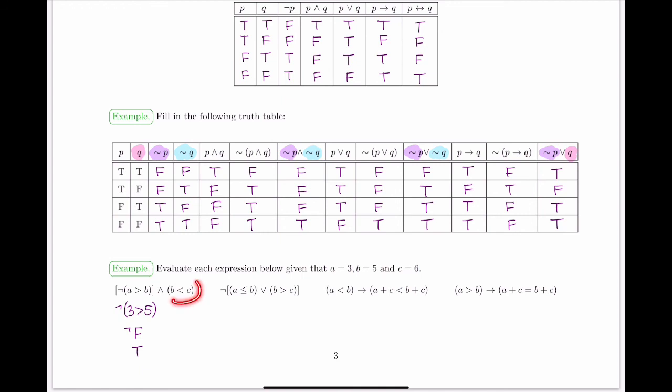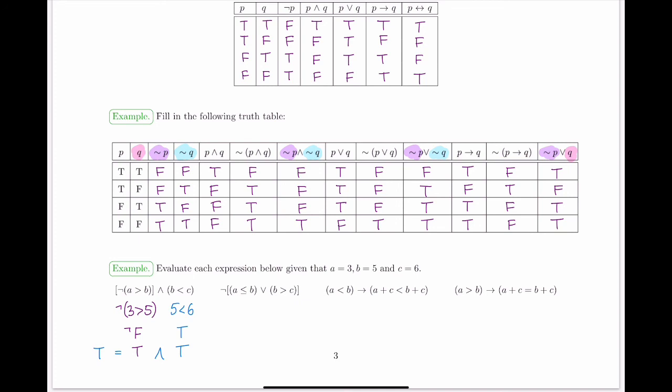What about the second part? So here we have B is less than C. B is 5, C is 6. So is it the case that 5 is less than 6? Yes, absolutely. 5 is in fact less than 6. So the truth value here is true. And so putting everything together, remember that there's an and in the middle here. So what we have is true and true. And we know that for the and, the only time it's true is when both of the things are true. So the overall conclusion here is that that statement has the truth value true.